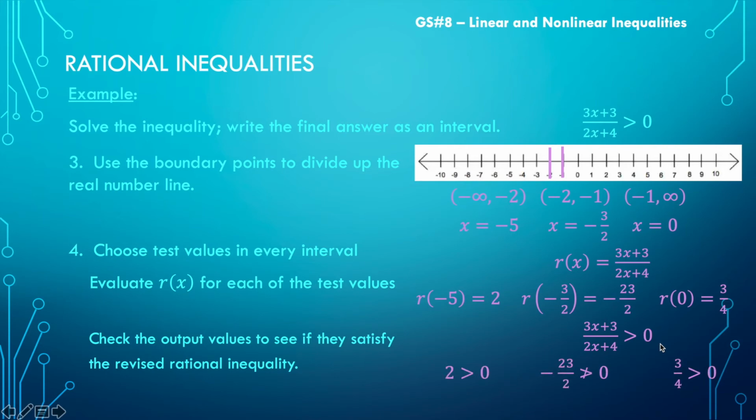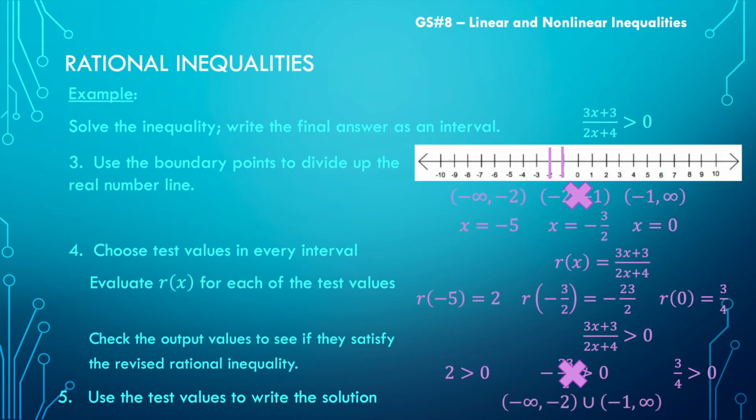So we can definitely cross out that middle interval and just include the outer intervals as our solution. So negative infinity to negative 2 and negative 1 to positive infinity becomes our solution there.